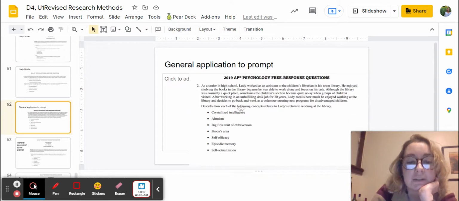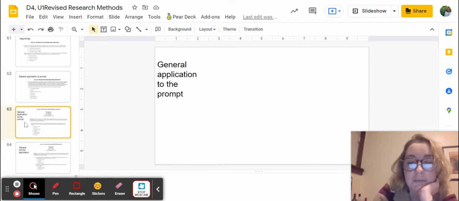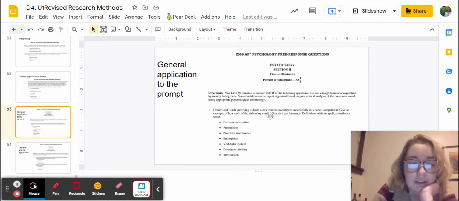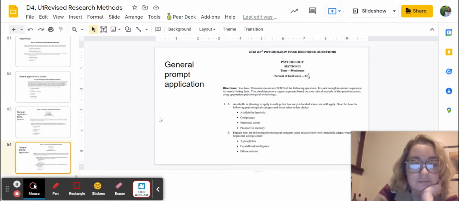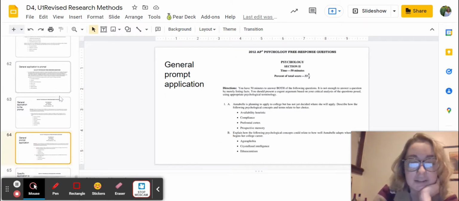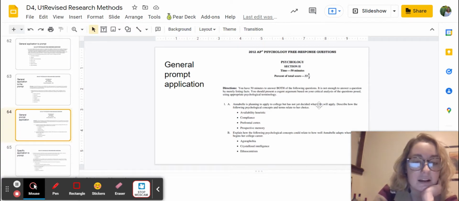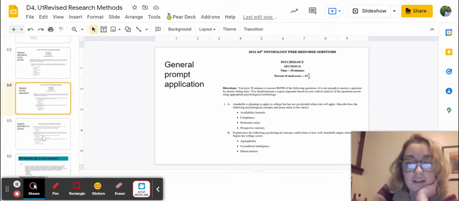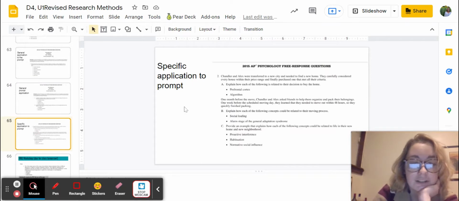Sometimes they're more generally applying. So for Ludi, just describe how they connect to the prompt. Another one: give an example of how each of these could affect their performance in a dance competition. That's more general. We see things like this: Annabelle's applying to college but doesn't know where to apply yet. Describe how the following psychological terms would relate to her choice. Another one we see: explain how each of the following is related to the decision to buy a home.